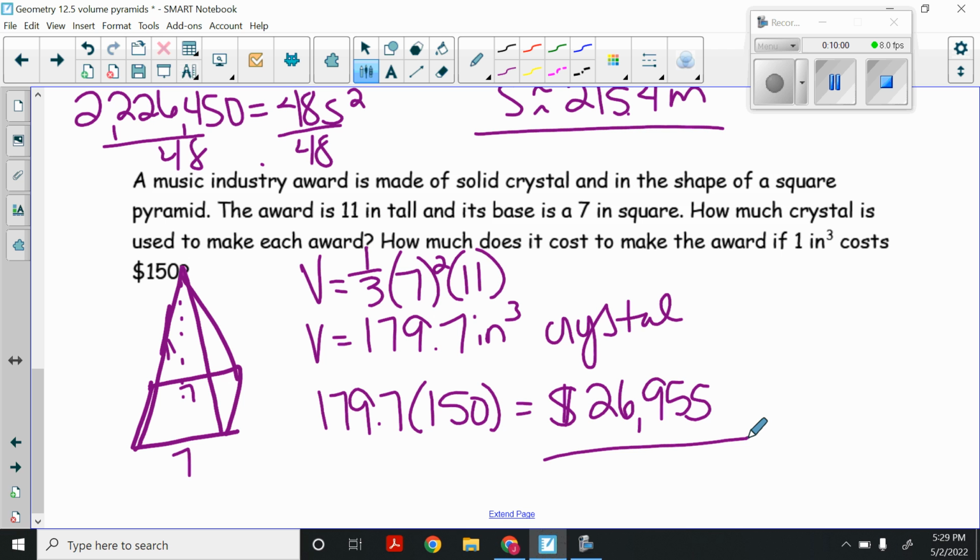So that wraps up the volume of pyramids. Our formula is 1/3 times the area of the base. So whatever the base is going to be, find the area of it, and then multiply by the height of the entire pyramid.